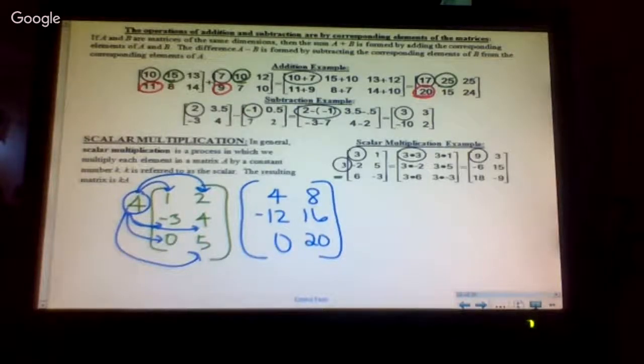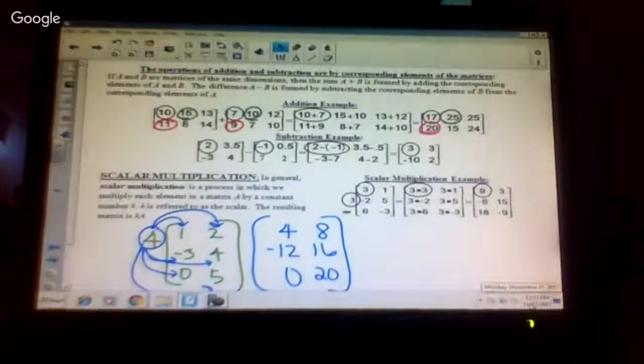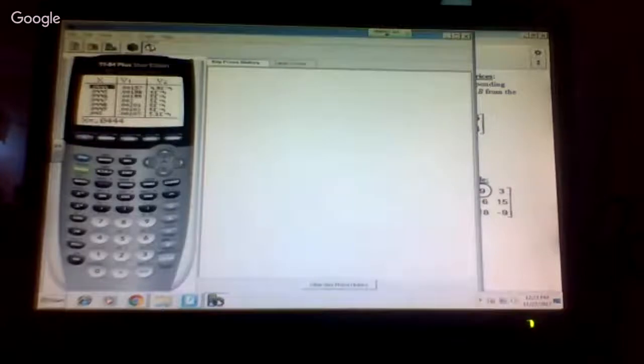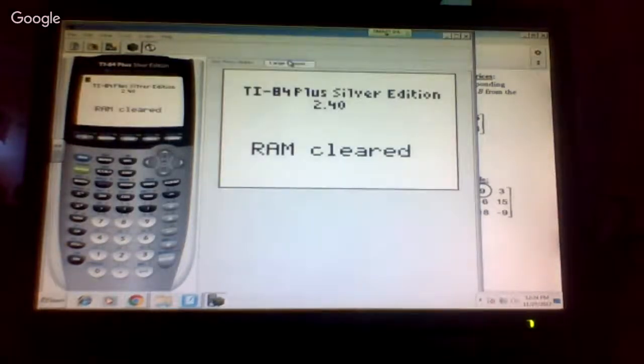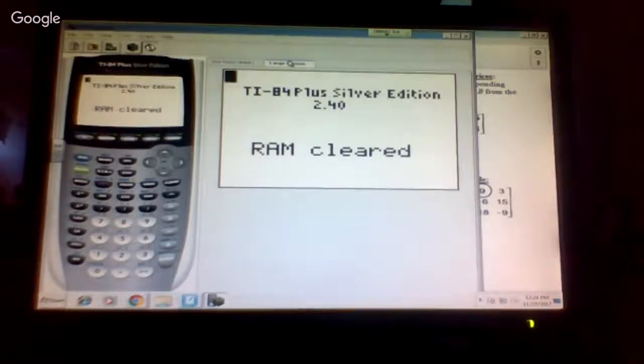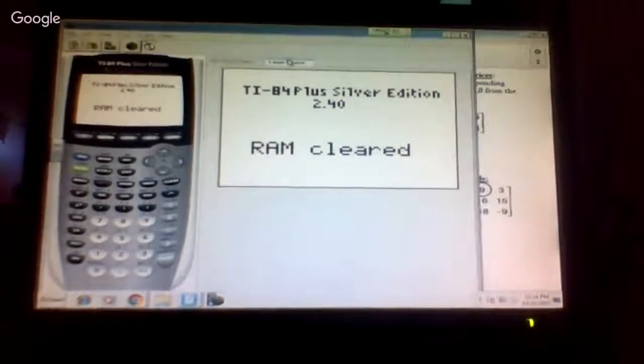Okay, the last thing I want to show you before you go to lunch is how to enter these into the calculator. My math 2 class comes in and says, what in the heck do you do with these calculators? Because we've got stuff everywhere in this class. They get so confused.